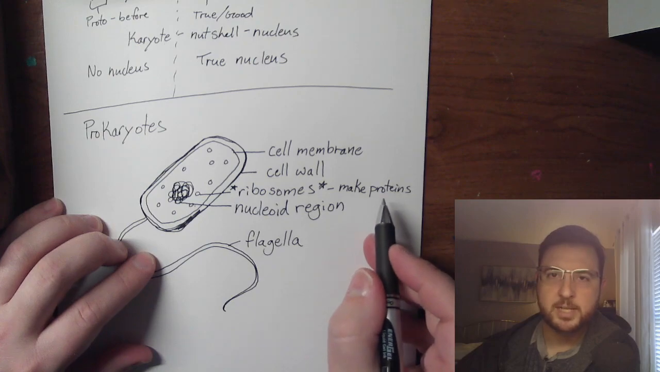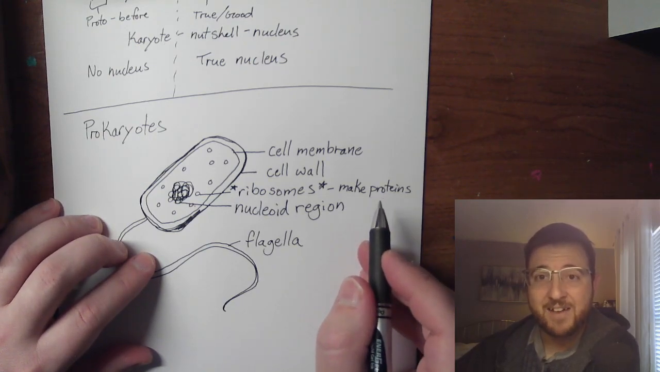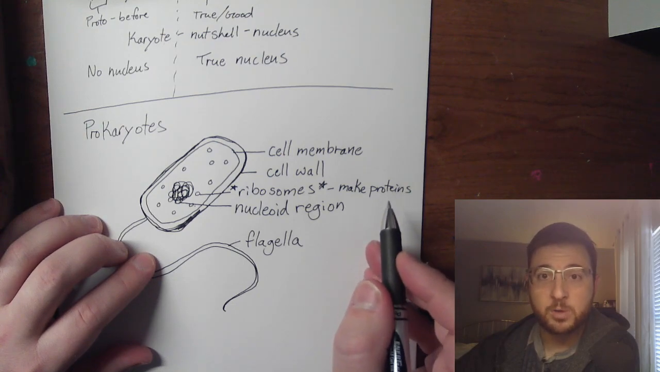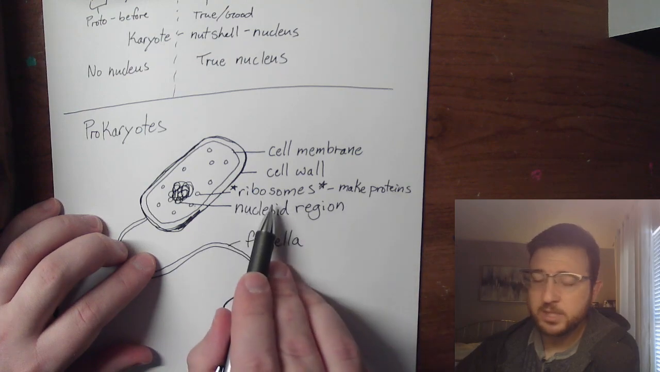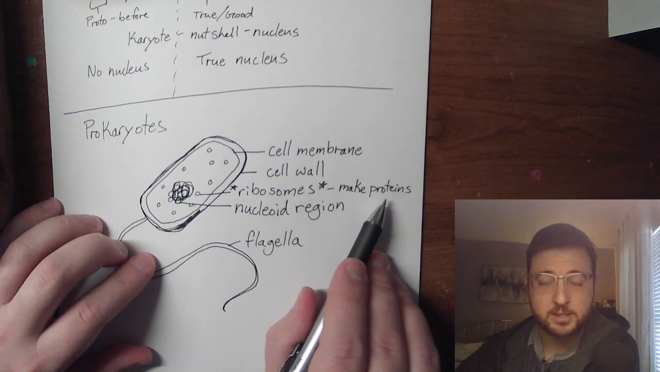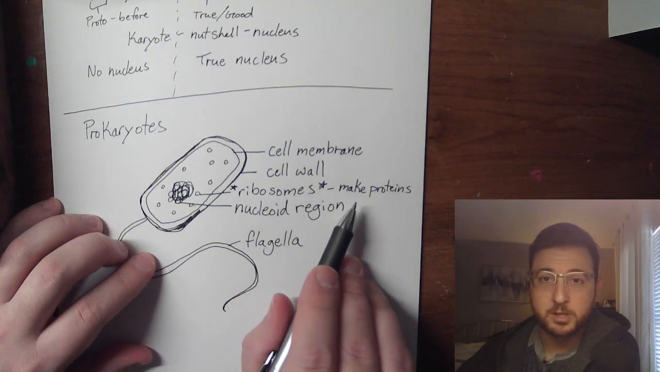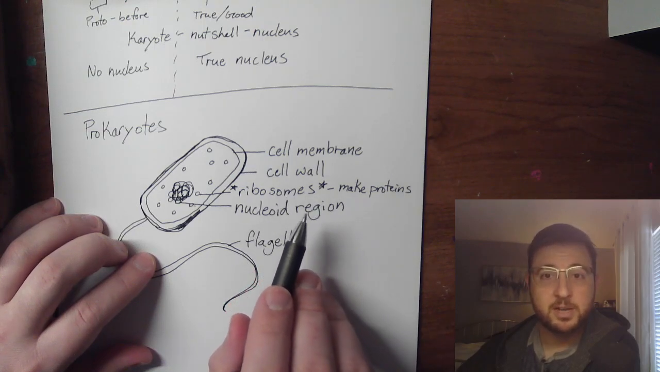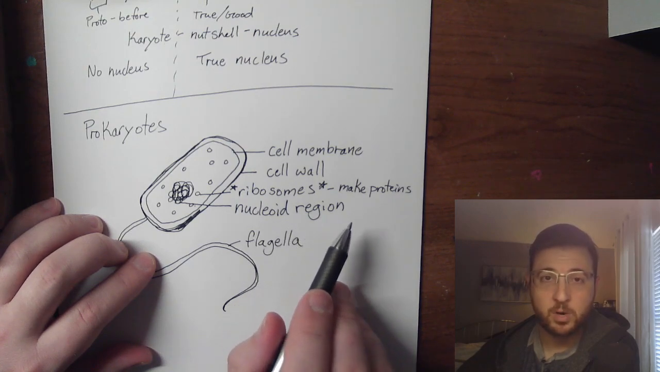They make proteins. Proteins allow the cell to have a metabolism. They are the tools of the cell. So if we don't have ribosomes, we don't have the tools we need. We don't have proteins to have a metabolism, and the cell cannot function. So notice how these different cell parts are correlating to the different functions needed to have a living organism.